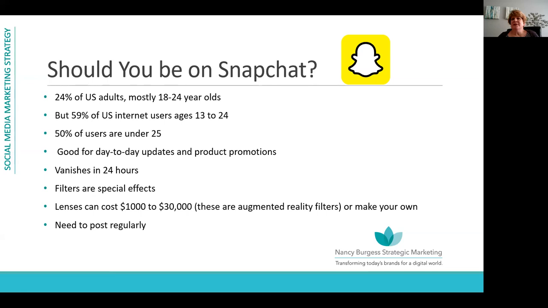Should you be on Snapchat? Well, 24% of US adults are on it, but they're mostly 18 to 24-year-olds. But 59% of US internet users ages 13 to 24. So it's 24% of adults, but 59% of like teens to young adults. And then 50% of users are under 25. It's good for any day-to-day updates and product promotions because again, it vanishes within 24 hours.